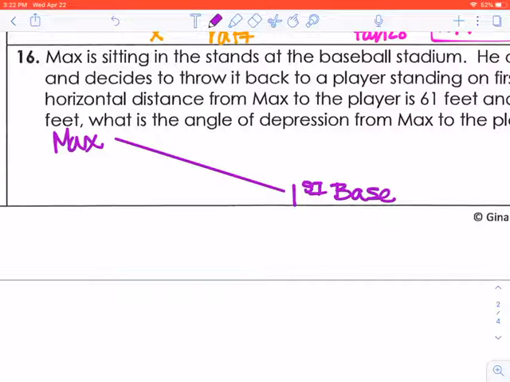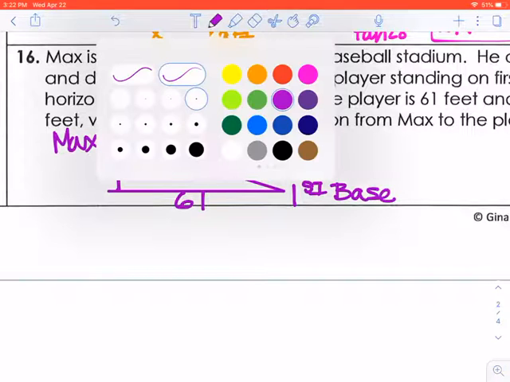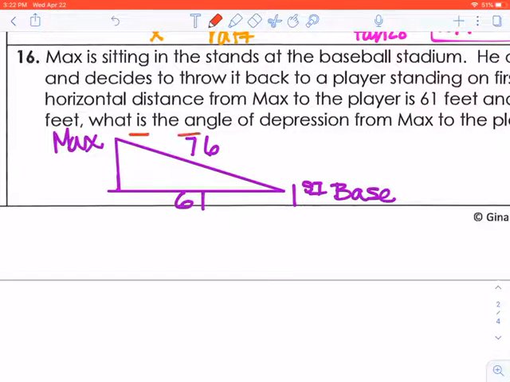It says the horizontal distance from Max to the player is 61 feet. So let's draw a triangle here. Oops, that's not a very good triangle, is it? 61 feet, because that's the horizontal distance. And the ball travels 76 feet. So from Max to first base, that is where the ball travels. That's 76 feet. And we want to know what the angle of depression is. Angle of depression, again, comes from a horizontal, so this is going to be my angle of depression.